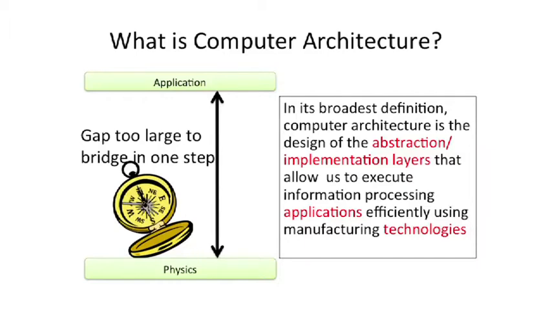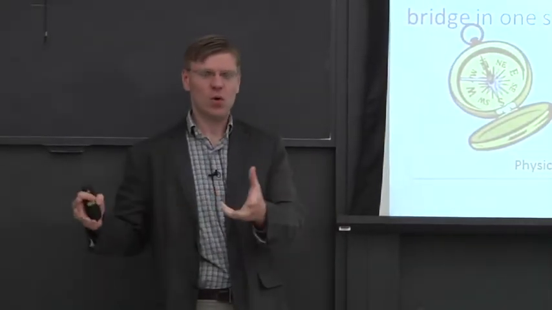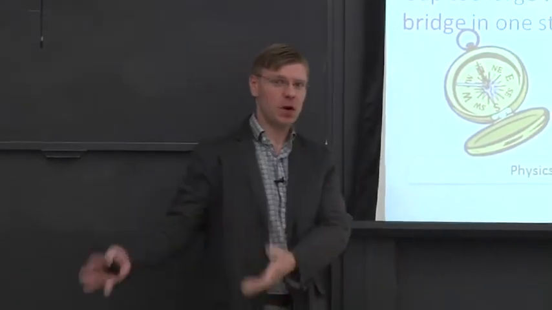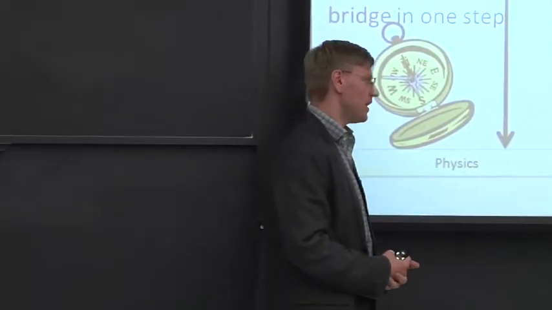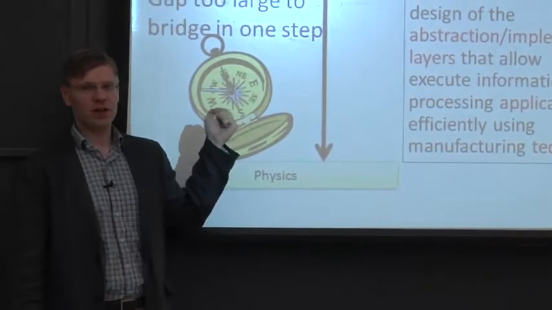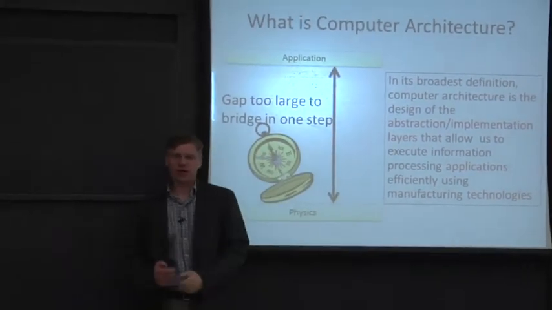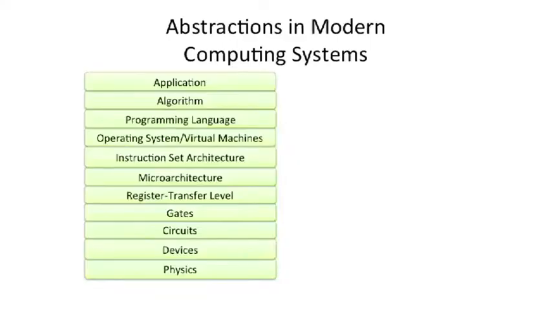And one other thing I wanted to point out here is that we're trying to efficiently use manufacturing technologies. So what I mean by that is when physics changes or we move to smaller transistors or we move from, let's say, silicon to gallium arsenide or some other implementation technology, that changes the bottom layer here. But we want to still be able to reuse a lot of the other work that we've done over the years. So let's take a look at the abstractions in modern day computing systems.